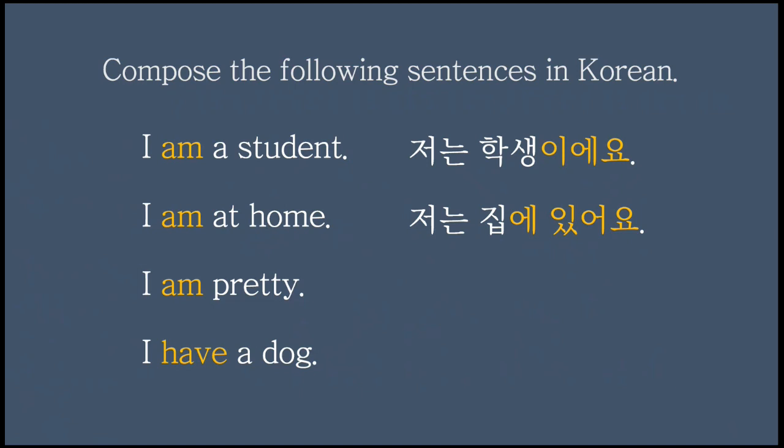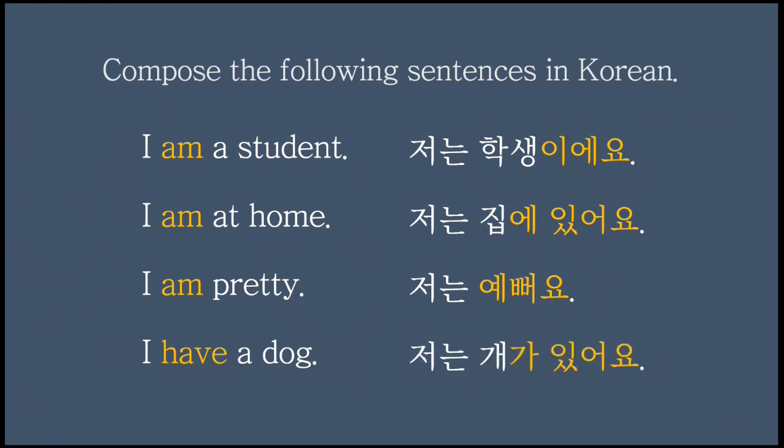Third one. I am pretty. 어떻게 말해요? 저는 예뻐요. Final one. I have a dog. 어떻게 말해요? 저는 개가 있어요. Crazy system, isn't it?